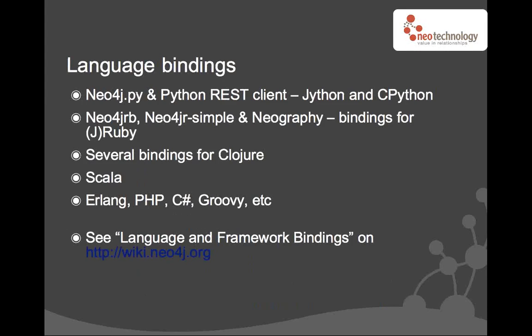I mentioned before that there's a bunch of language bindings. There's Python, there's Ruby, there's Clojure, there's Scala, there's Erlang, etc. For more information about that, there's a wiki page, wiki.neo4j.org, that contains links to all the different programming languages, as well as other frameworks like Grails and Rails.